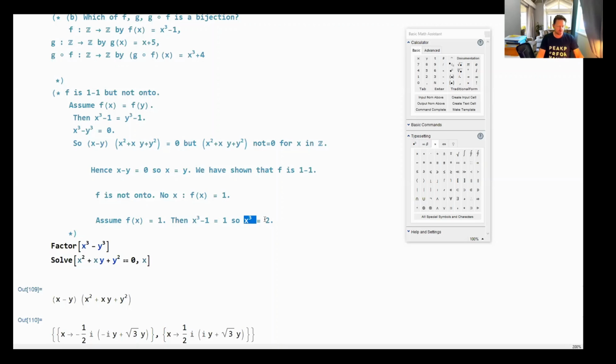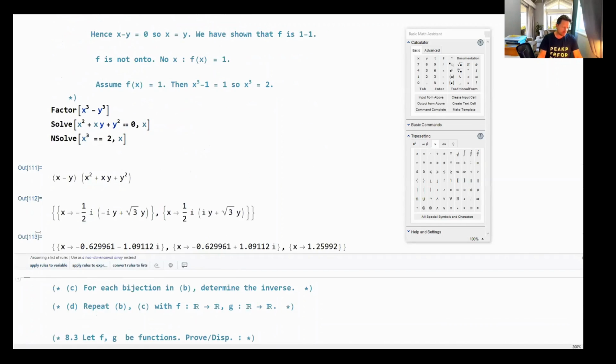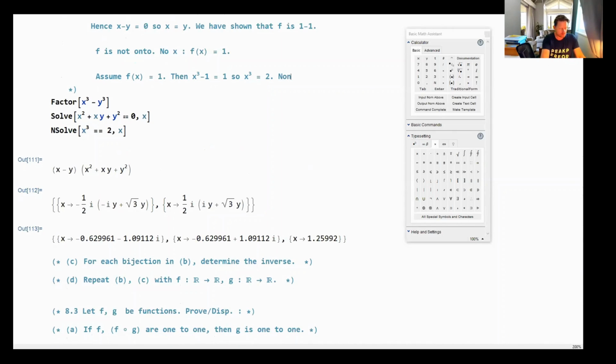So to show you this, I'm just going to use the computer again. This time I'm going to go for a numerical solution, so I'll just write NSolve here in Mathematica. NSolve this equal to 2 for x. Okay, so you see the numerical solutions here, and you quickly see none of these are integers, right? So none are integer. Hence, what we get is that f is not onto.